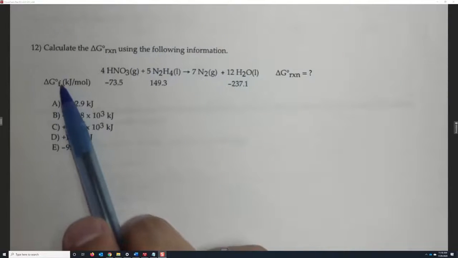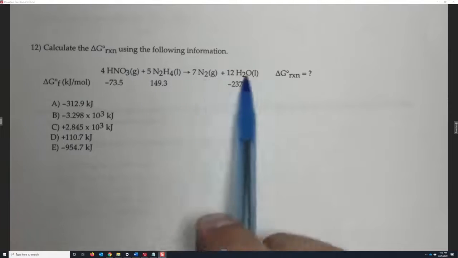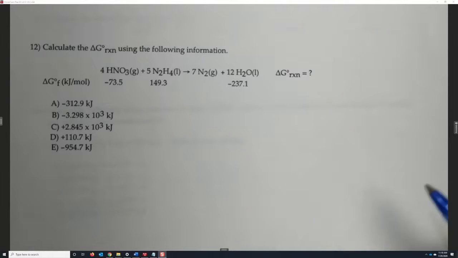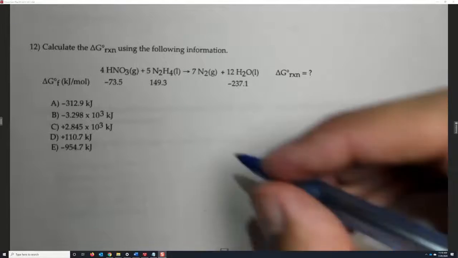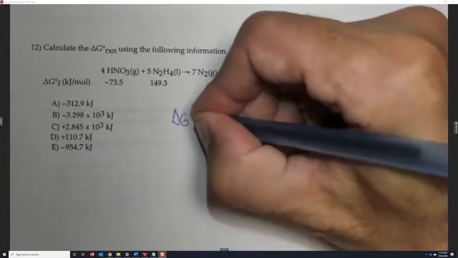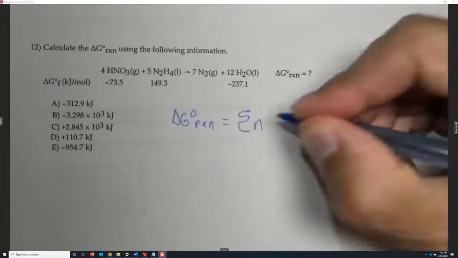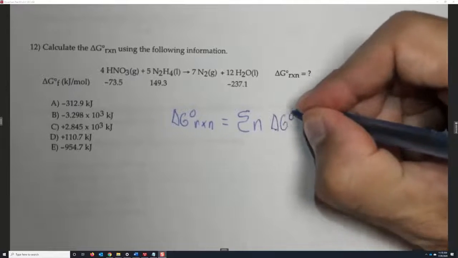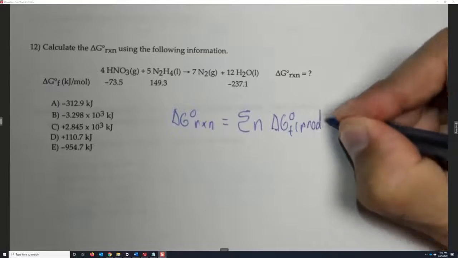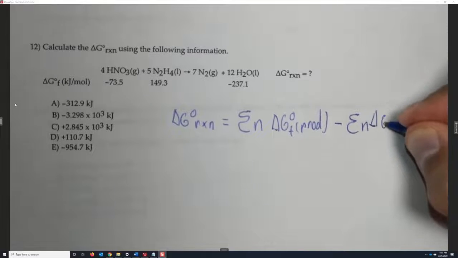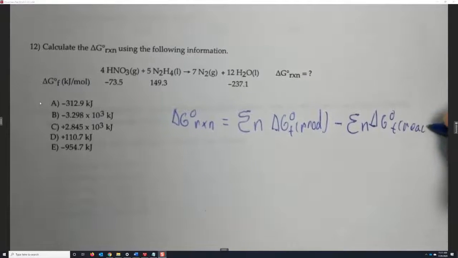Number 12 says, calculate delta G naught of reaction using the following information. We're given the Gibbs free energy of formation for the products and the reactants, with the exception of nitrogen, which is an element. So this is very similar to the one that we did with delta S, where it's products minus reactants, or you may have done with delta H, both in this chapter and in General Chemistry 1. So delta G naught of the reaction is equal to the summation of products minus reactants, N, the number of moles, times delta G naught of formation of the products, minus the summation of N, the number of moles, times delta G naught of formation of the reactants.